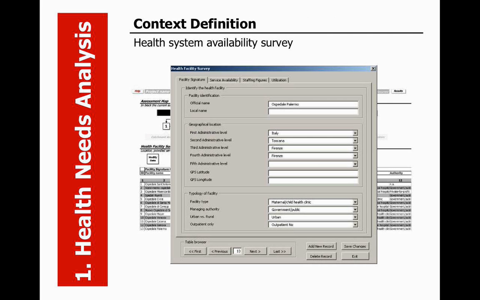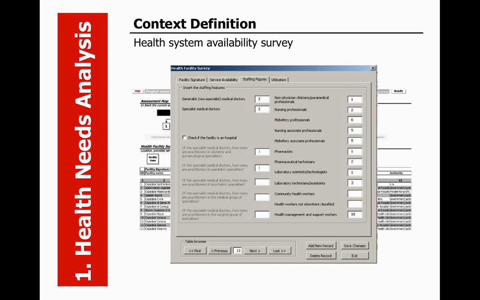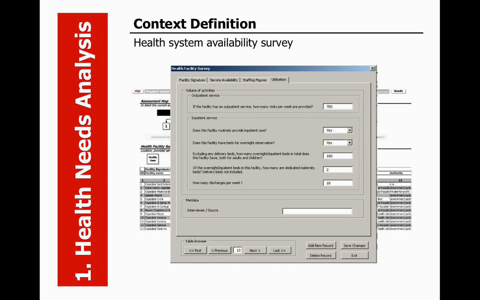So we have a fixed set of information that we collect that describes completely the facilities that we are mapping. So what kind of services they provide, the staff that they have in a standardized set of categories, and what is maybe the most important parameter, the volume of activities that they have.